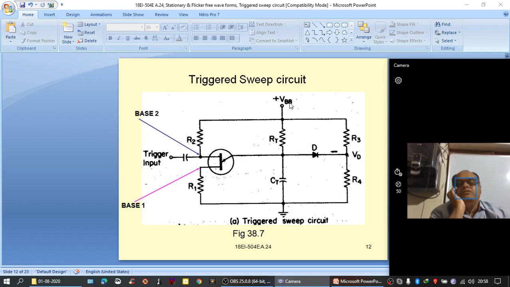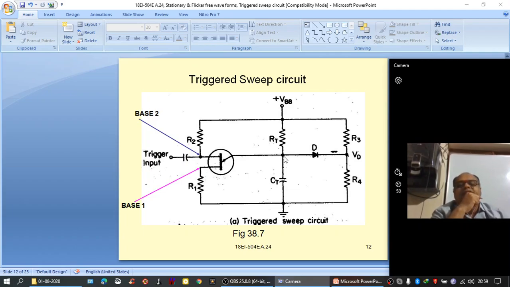When you turn on the power supply, let us assume that initially the voltage on the capacitor is 0. So, with a time constant of RT CT, the voltage on the capacitor starts increasing, and the instantaneous voltage on the capacitor would be given by the expression VBB into 1 minus e power minus t by RT CT.